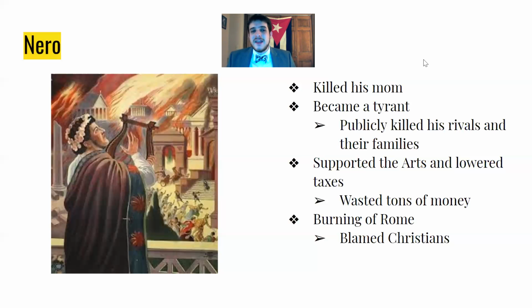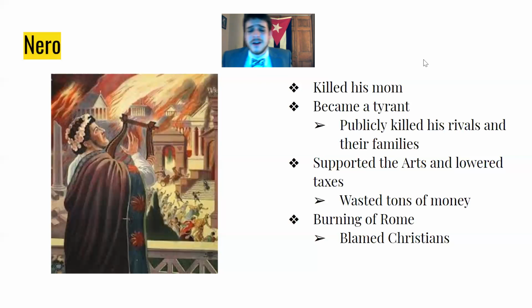Unfortunately, towards the end of Nero's life, he sees himself more as an artist and less as an emperor. And as a result, he's going to end up wasting tons of money on his own art, supporting his own artistic career, rather than helping his people. And that's going to turn public opinion against him.